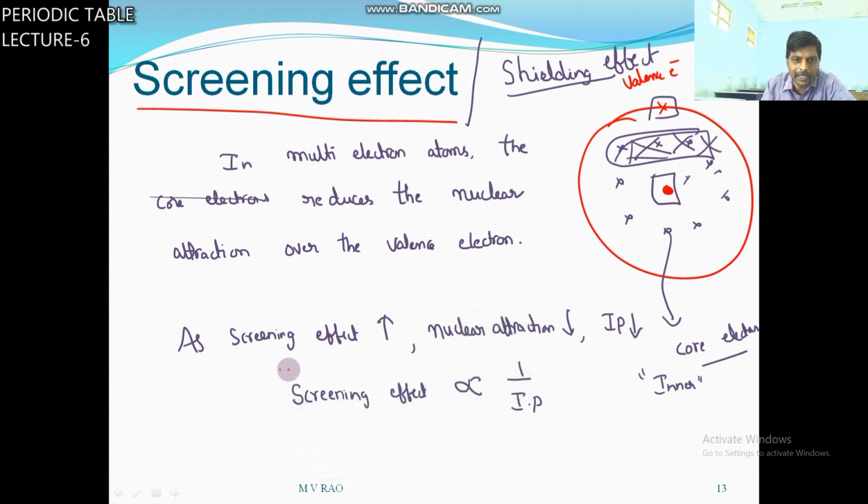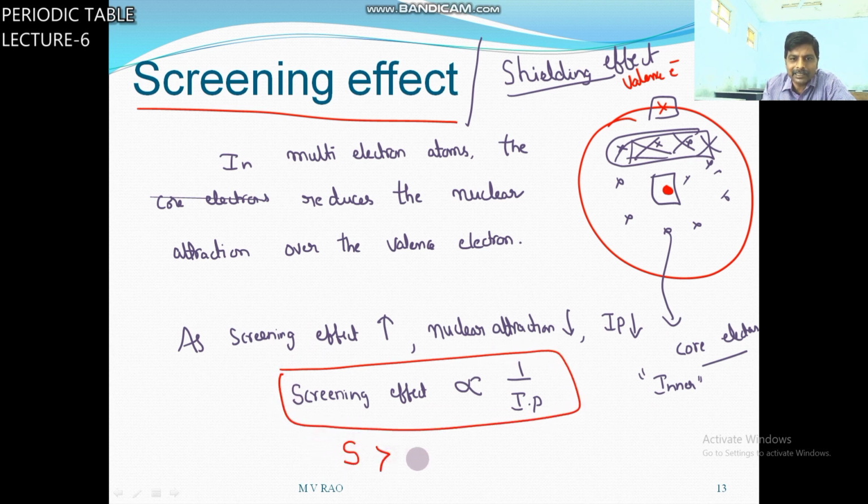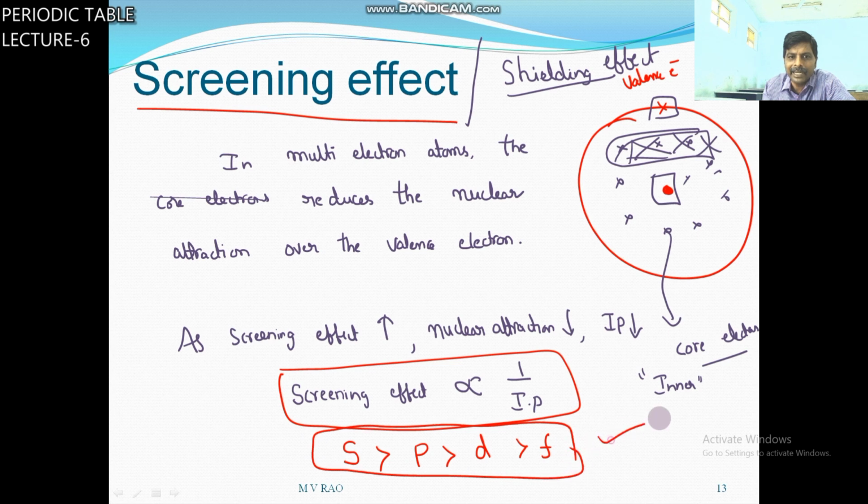This point is important. Among all, s electron screening power is more, next p, next d, next f. This is the order of screening power. The s orbital is spherical, and because of its spherical shape, its screening power is more. It covers more area. The p orbital is dumbbell shaped, so its screening power is less; d is double dumbbell, f is four-pole dumbbell. The s electron screening power is more.